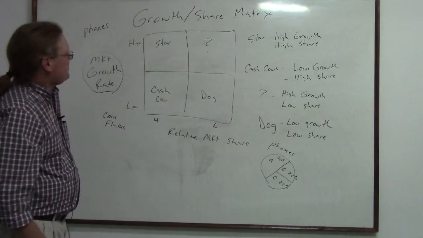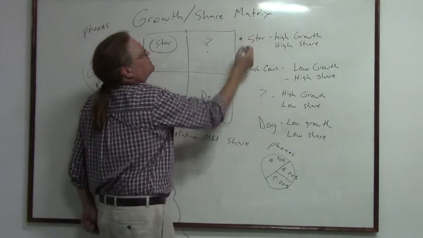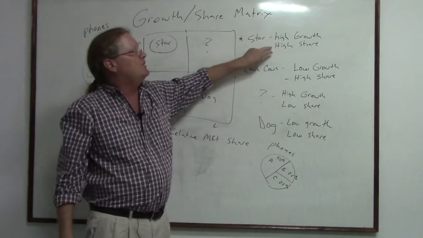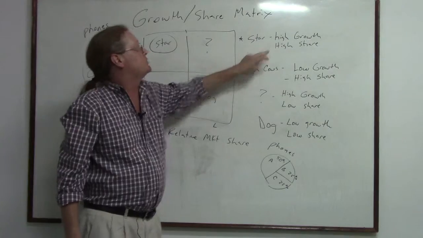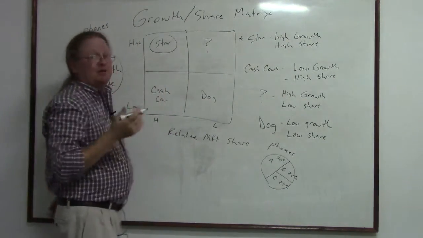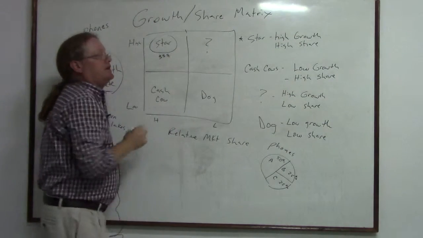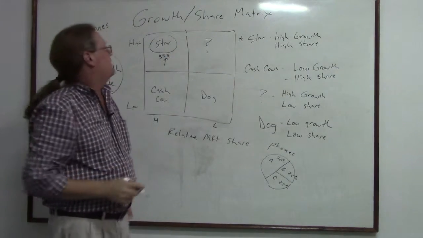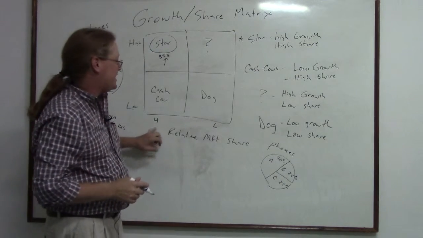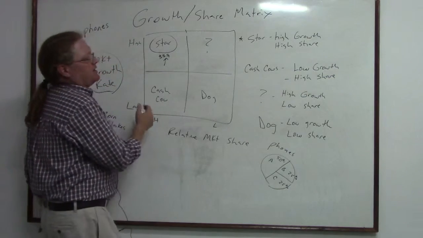So now we have a star. A star is a product or a company that is in a situation of a high growth, high share position. So in this case, they are a star. And we want to keep that star shining. So we want to pump some money in there and keep that thing up. As long as the growth rate of the market is there, we want to be in the high relative market share. Stay there. Success.